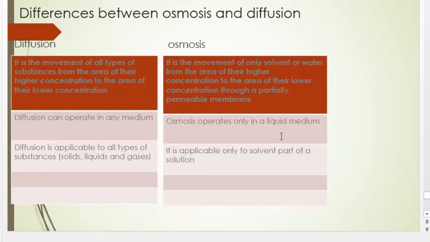Solvent au inahusisha maji. Nyingine ni kwamba diffusion is applicable to all types of substance, while this one is applicable only to solvent part of the solution. So you can find some other difference between diffusion and the osmosis. You need to know the difference between these two. These are some of the difference between these two.